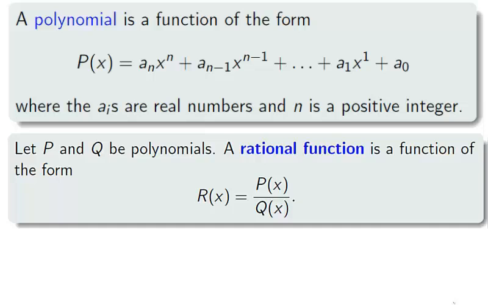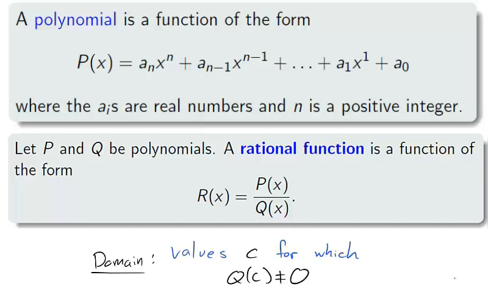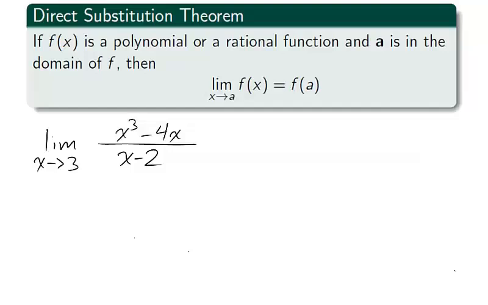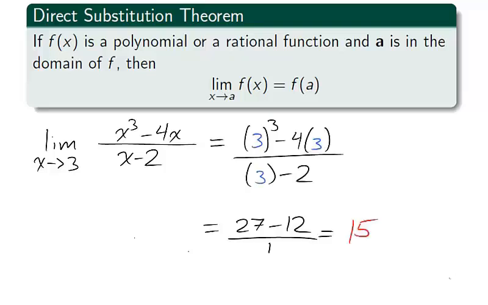A rational function is a function written as a polynomial divided by a polynomial. The domain of a rational function is any real number for which the denominator is non-zero. Let's take an example. We could use our limit laws to calculate the limit, but since this function is rational and x minus 2 is non-zero when x equals 3, we can use direct substitution, plug the value 3 into x, and obtain 15 for the limit as x approaches 3.